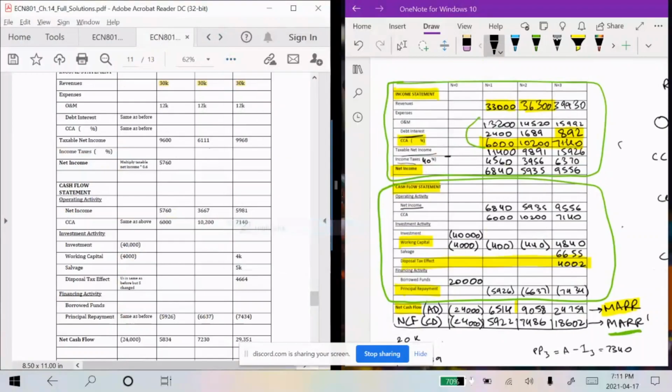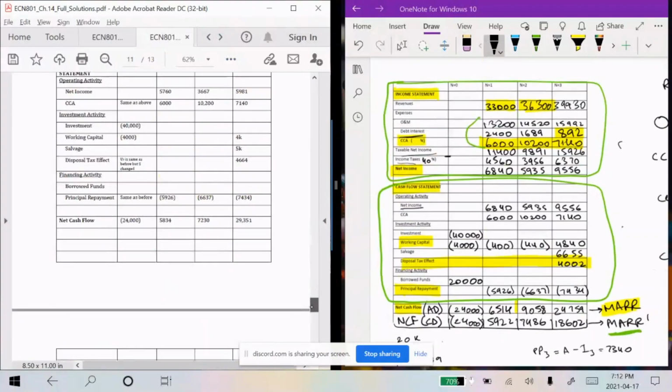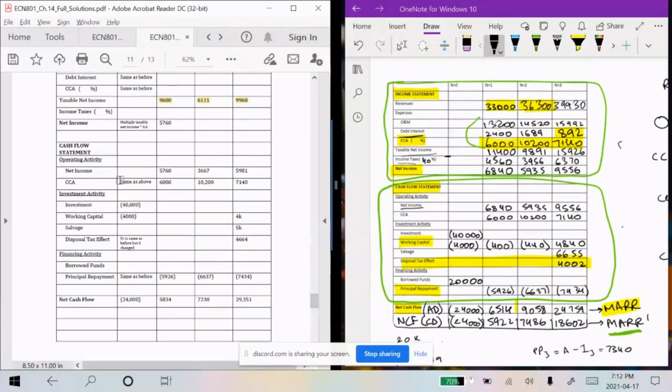Okay. Then the income tax, we know it's 40%. Same thing that we did here, income tax 40%. We just calculate the 40% of that. And then you calculate the net income by subtracting the income tax from the taxable net income. Okay, you get the net income. You just copy those values again here.